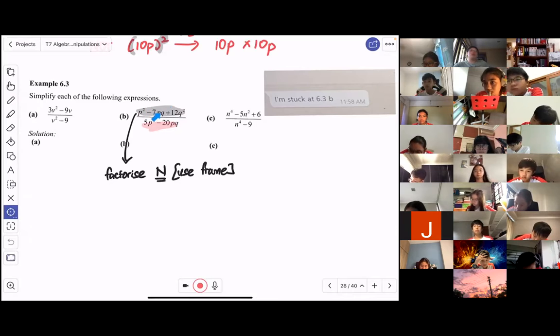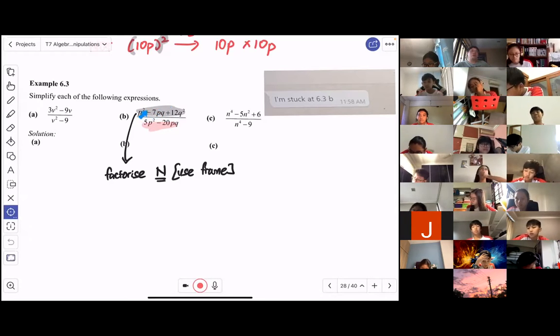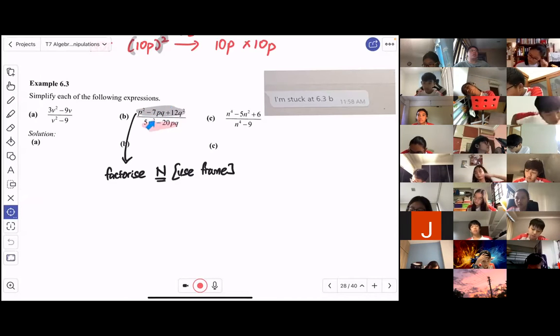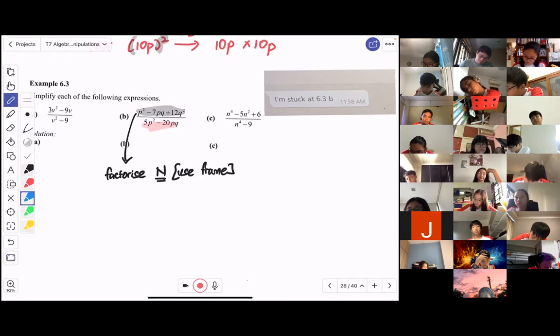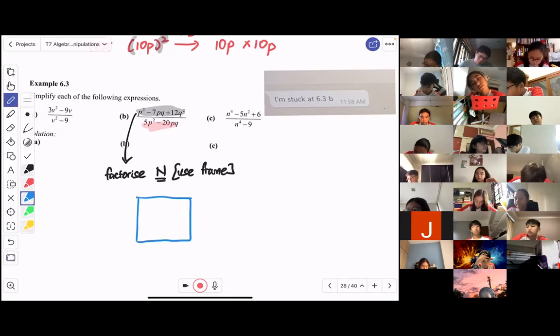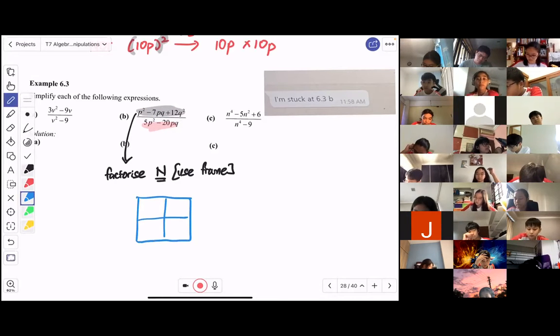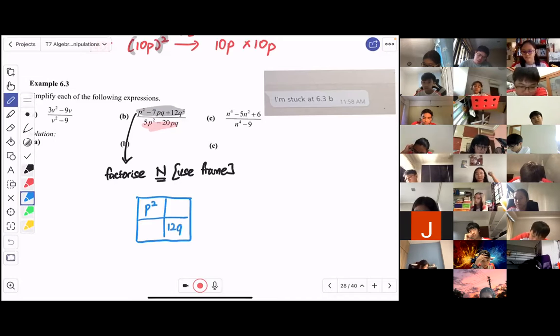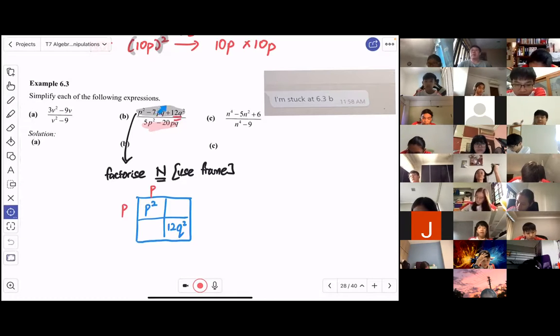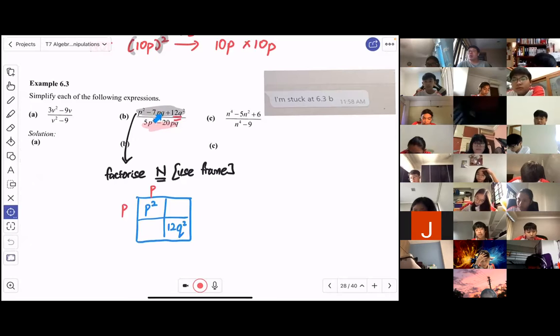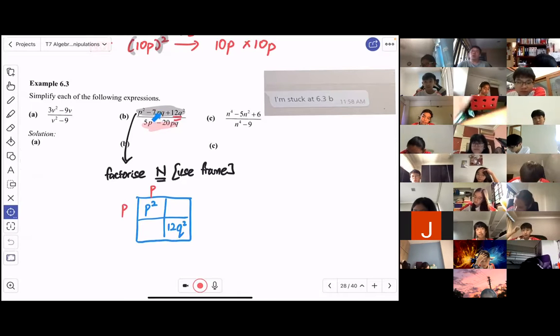So 1, 2, 3. Because there are three terms, likely I will be using the frame method. So p square, 12q square, then maybe I'll put a p because I can only do p. 12q square, perhaps I'm thinking because I see the center is a minus 7pq.